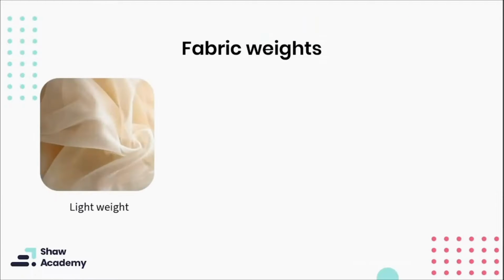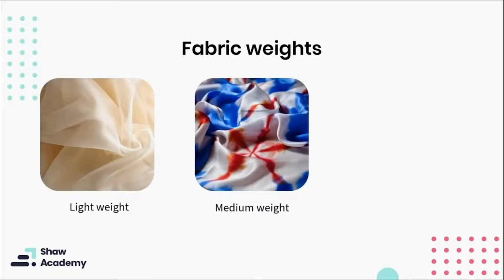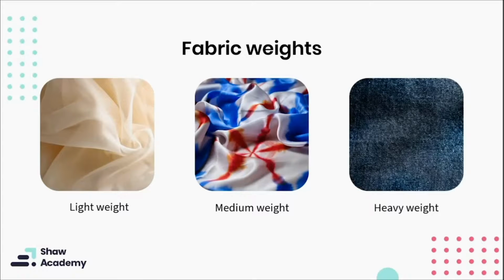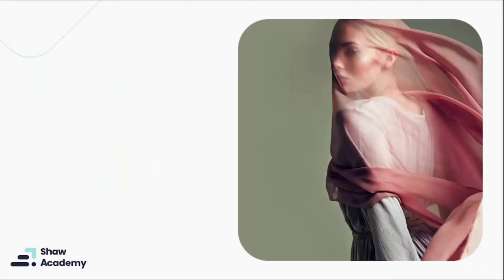We have lightweight fabrics like organza, chiffon, voile, taffeta, and single jersey. We have medium weight fabrics, and those include velvet, sateen, and chambray. And we have heavyweight fabrics, which include wool, felt, denim, and twill. Obviously, there are many more, but if I have to name all of them, this lesson will never end.